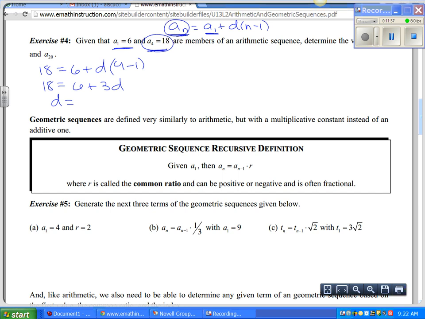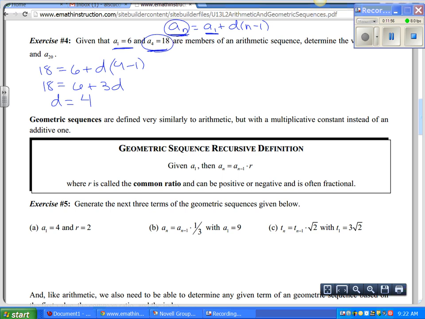I've heard 3 different answers. I'd like somebody to second the correct one, please. 4, how did you get it? Subtract 6, which gives you 12, and then divide by 3, which gives you 4. All right, now I have my common difference, right?